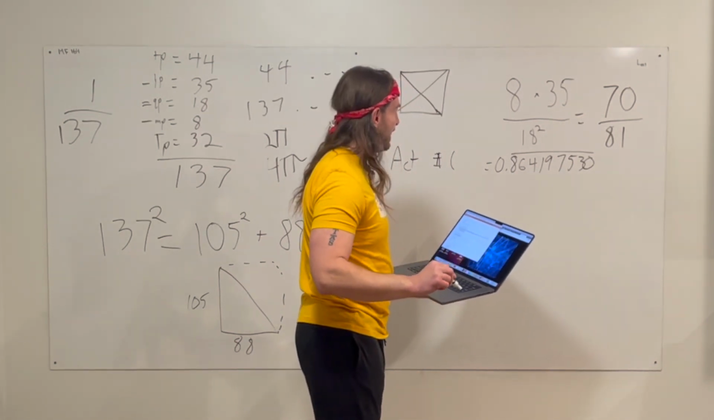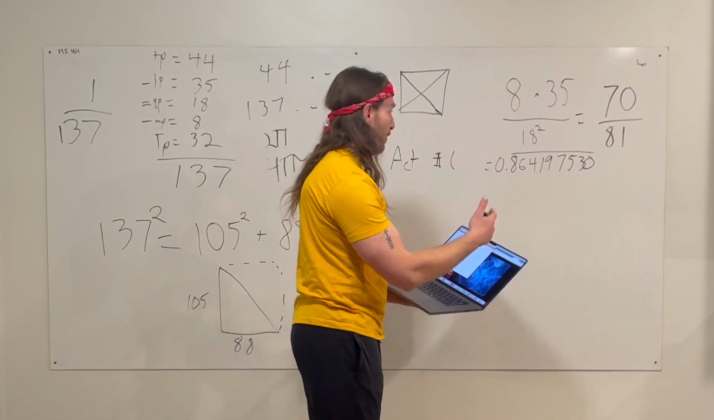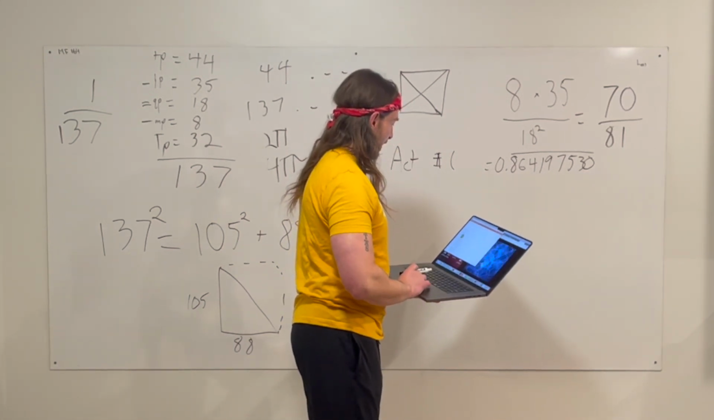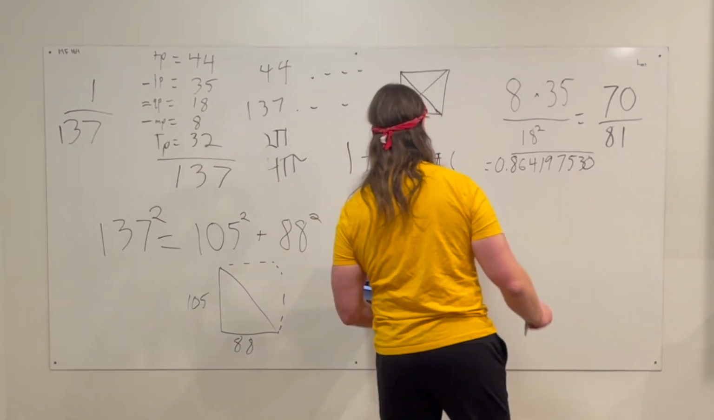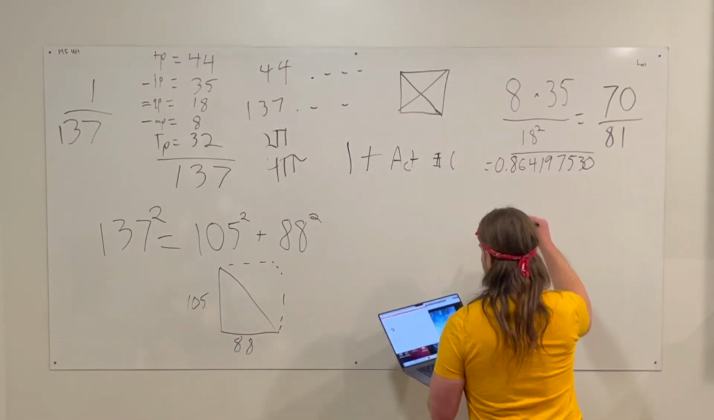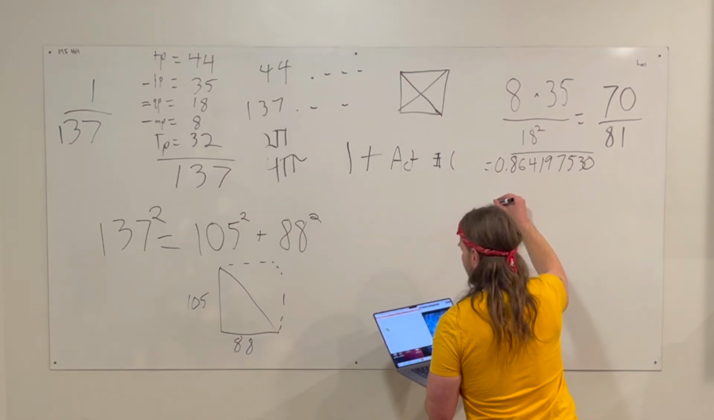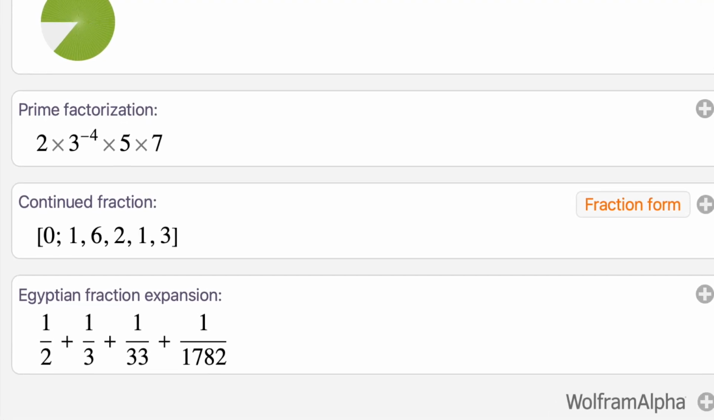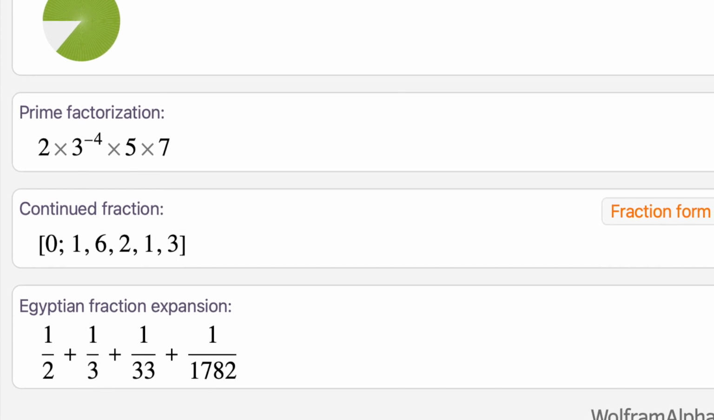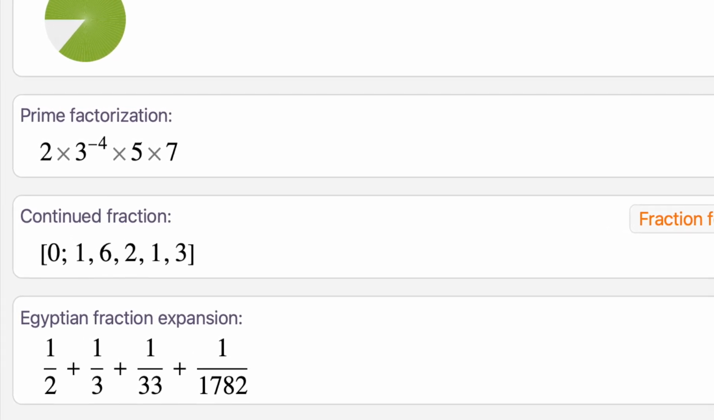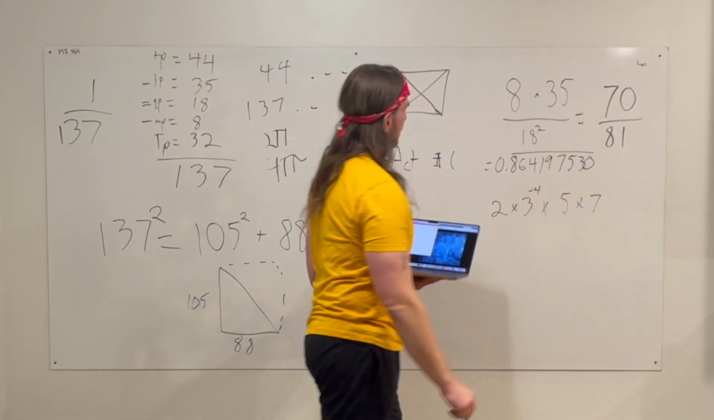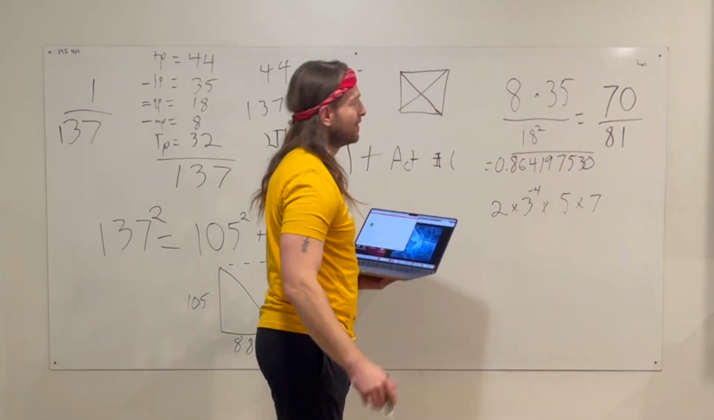Okay, so that number again seems pretty cool. It's a repeating decimal. Those happen all the time. It has a somewhat interesting prime factorization. And that prime factorization is we have 2 times 3 raised to the negative 4 times 5 times 7. What does that mean? I don't know.